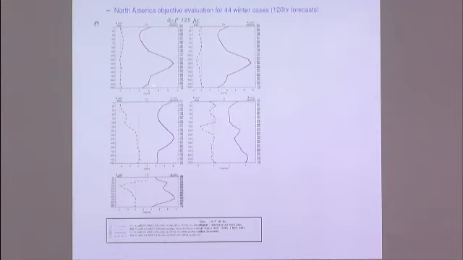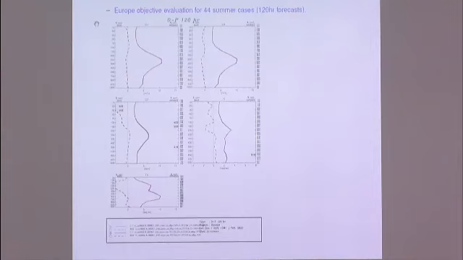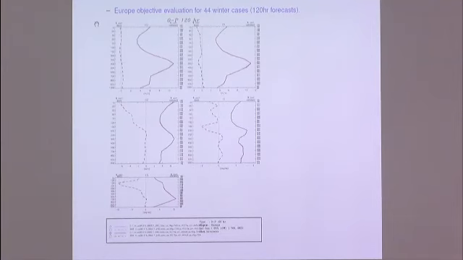I forgot to say that the red is Yin-Yang and the blue is lat-lon. We have both, and we have RMS, for people that don't know this. RMS is this, and bias is this. Okay. So the red one is Yin-Yang. Here Europe, summer cases, no problem, same results. Winter, Europe, no problem.